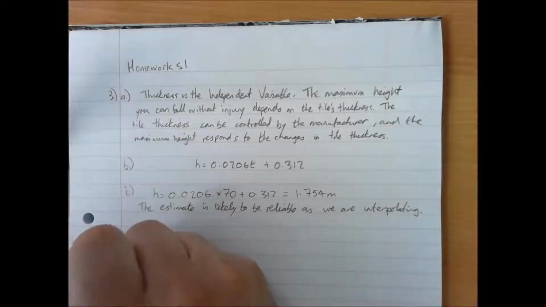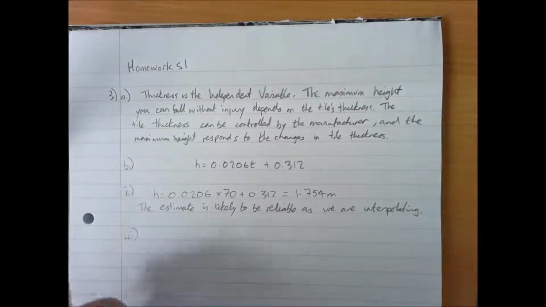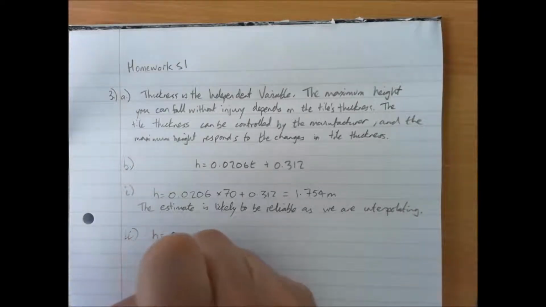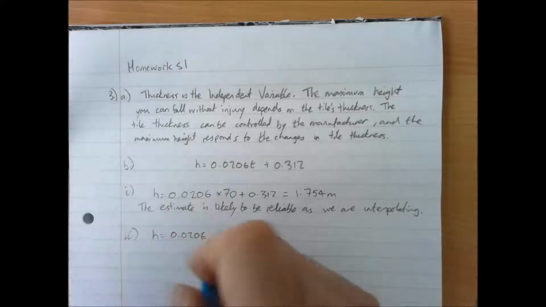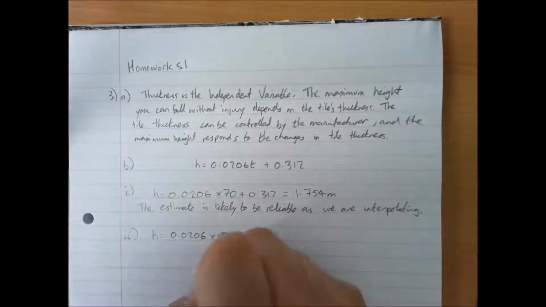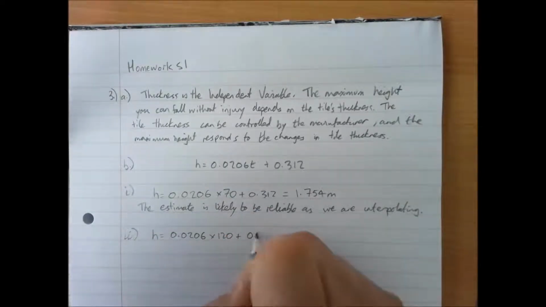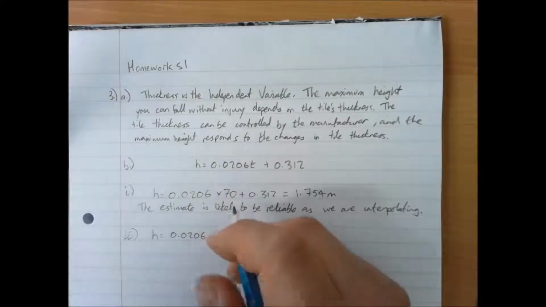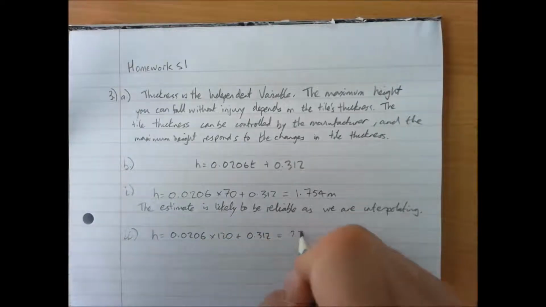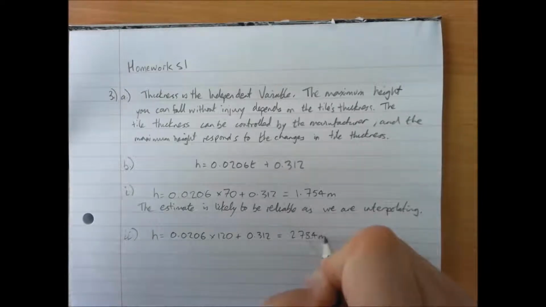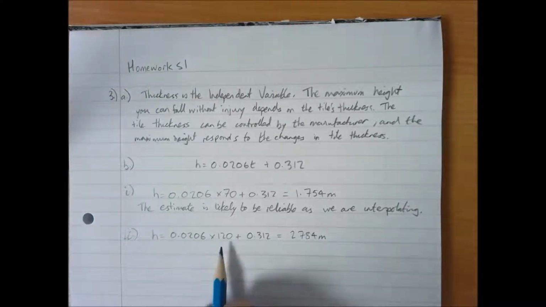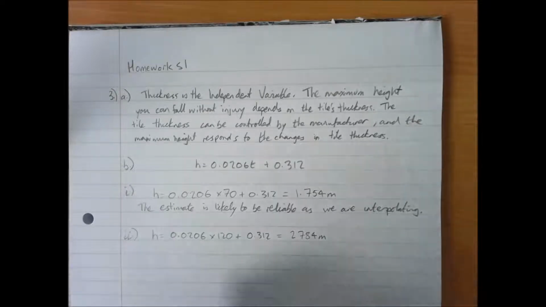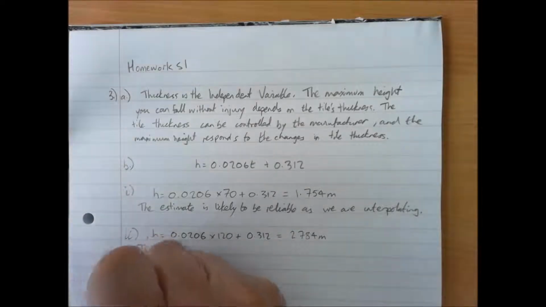In part 2, we need to do the same again, this time with a value of t of 120. So again, plugging into a calculator, h equals 0.0206 times 120 plus 0.312, and that is equal to 2.784 meters. This time 120 is outside of our range of data because 100 was the largest value that we had. And that means that the estimate is likely to be unreliable.